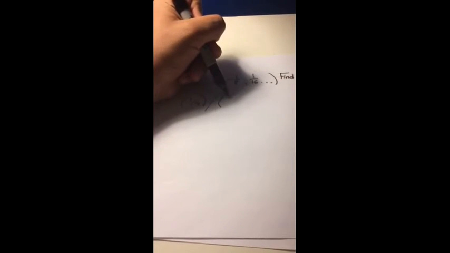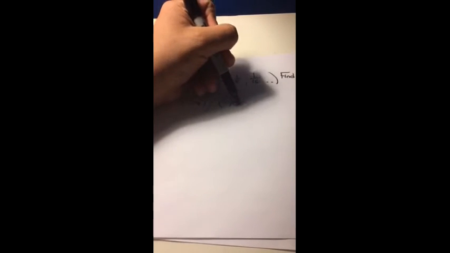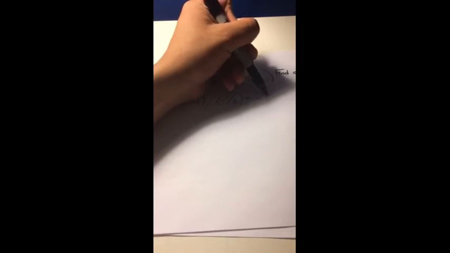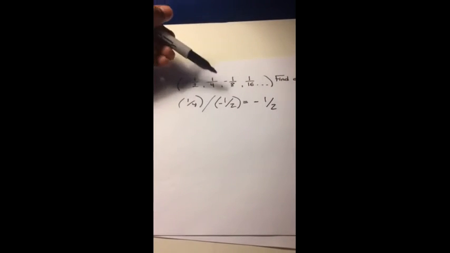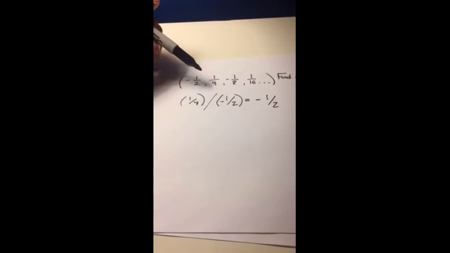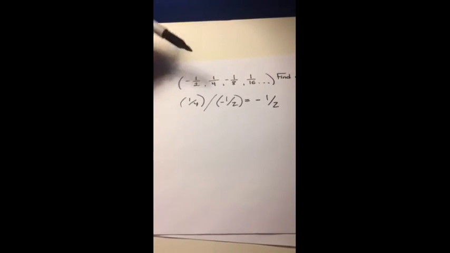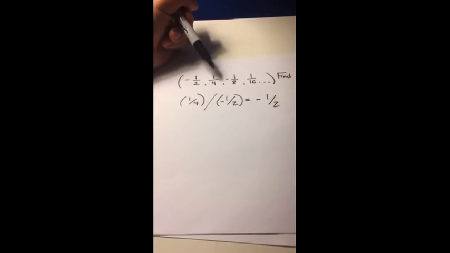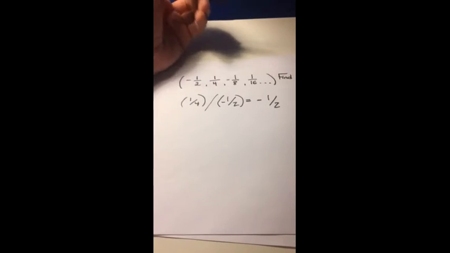Our second term will be divided by the first term. So 1/4 divided by negative 1/2. So we will get negative 1 over 2. Negative 1/2. You can always check. You don't always have to divide the second term by the first term. You could also divide the third term by the second term, or you could, you get the point.